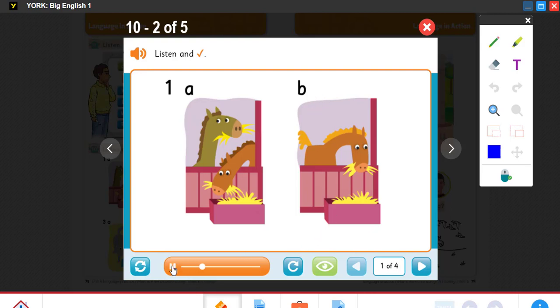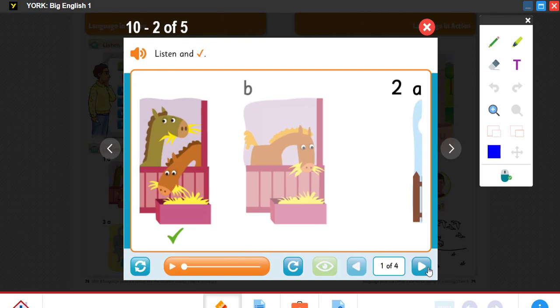1, What are the horses doing? They're eating. Yes. Let's listen again. 1, What are the horses doing? They're eating. Yes, correct. Picture A. They're eating. Correct.